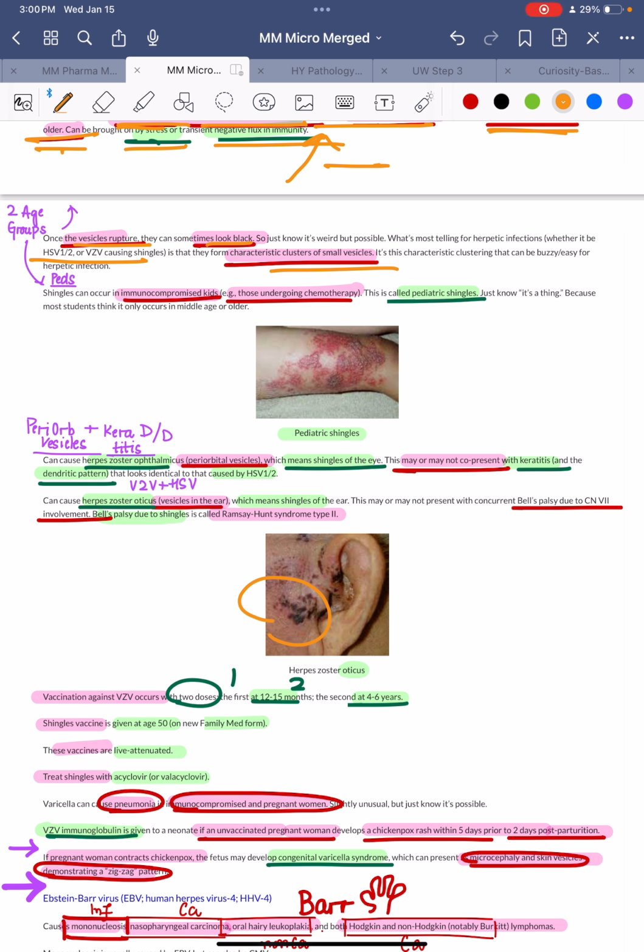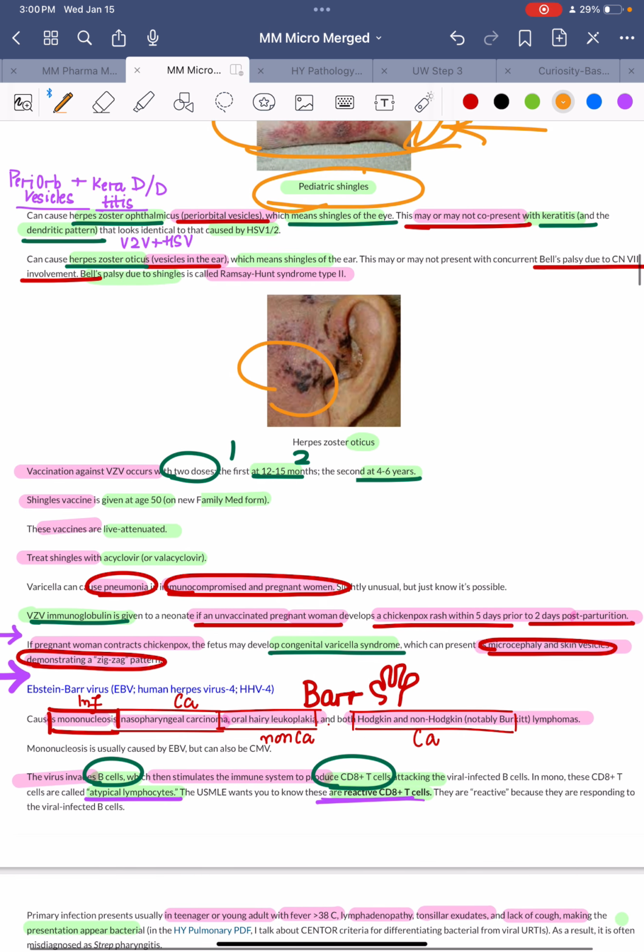And of course, I told you that the patient can be immunocompromised or is undergoing some sort of chemotherapy and he is a kid, right? Then it's possible that the kid has developed some sort of pediatric shingles. So you just have to know that it's not just in the middle age or elder people. It's also a thing that can happen in the children who are immunocompromised, and they can show you this picture for pediatric shingles. Okay. Next, there is another patient who is developing, of course, the periorbital vesicles, and along with the periorbital vesicles, it's possible that he has developed a keratitis as well. And in this keratitis, of course, there's just the dendritic pattern.